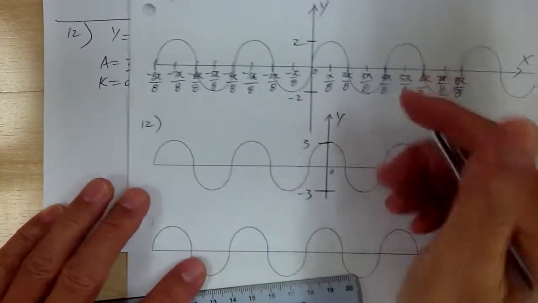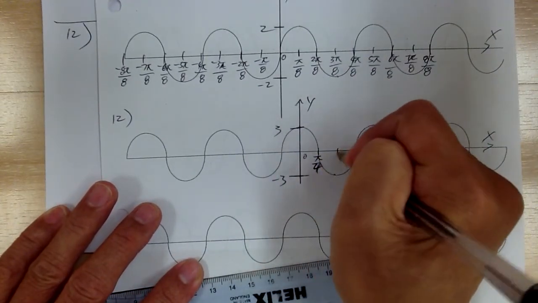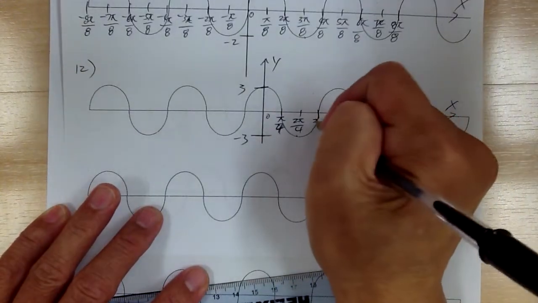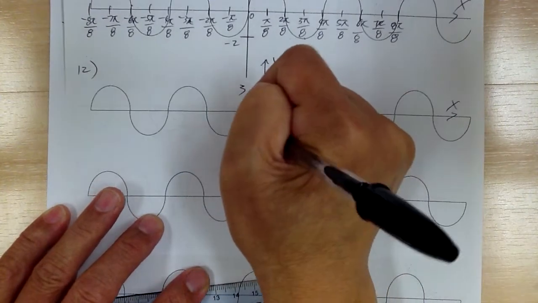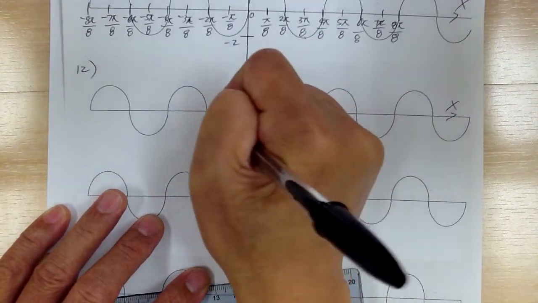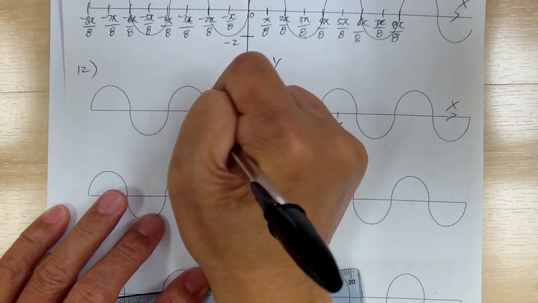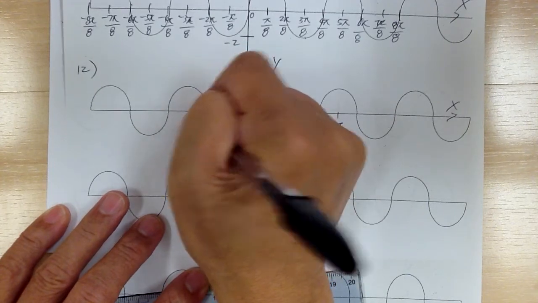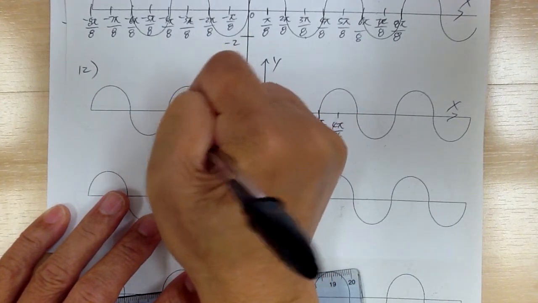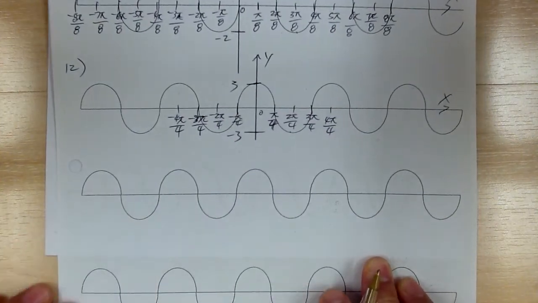So each quarter is pi over 4. So pi over 4, 2 pi over 4, and you want to go up to pi. Okay, so 3 pi over 4, 4 pi over 4, and you go backward. You get negative pi over 4, negative 2 pi over 4, negative 3 pi over 4, negative 4 pi over 4. Okay, and that's it for number 12.